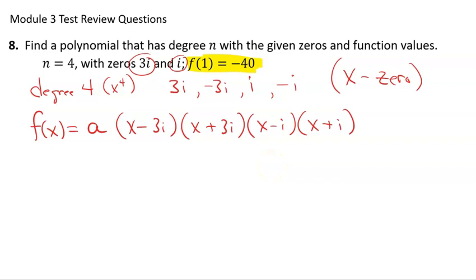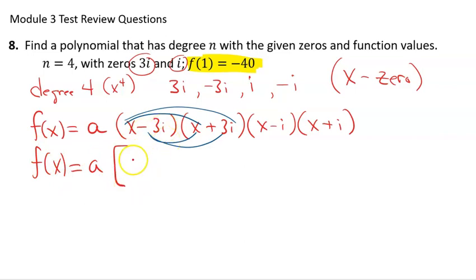So what do I mean? So I'm going to FOIL this. So I'm going to say x times x, x times 3i, negative 3i times x, negative 3i times positive 3i. The a still stays in front, and we'll deal with that later. Okay, so big bracket here. X times x is x squared. X times 3i is plus 3xi. Negative 3i times x is minus 3xi. Negative 3i times positive 3i is minus 9i squared.